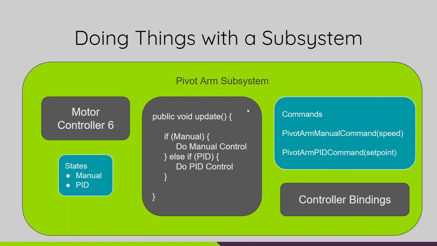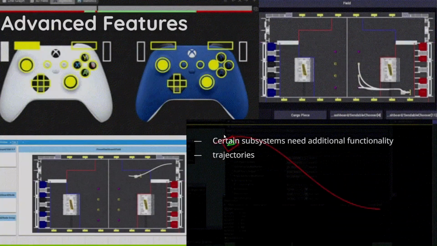And so taking the controller bindings, controller inputs, along with the commands, along with the update method in the pivot arm together, you can do some really cool things.